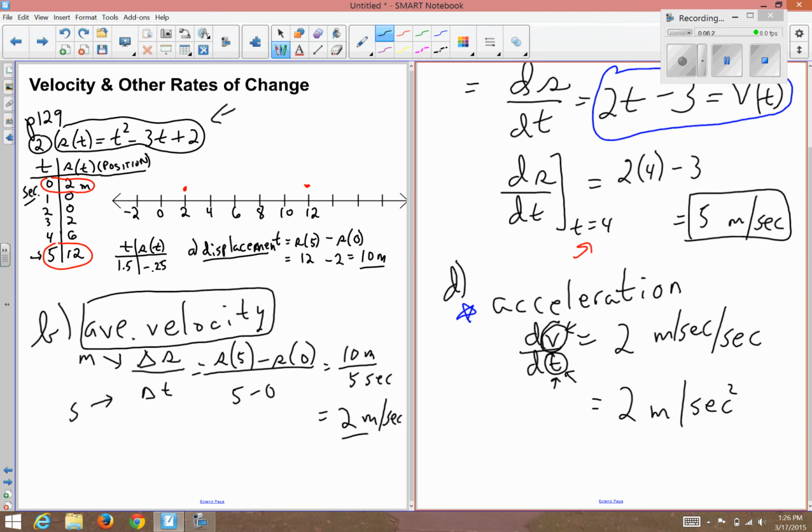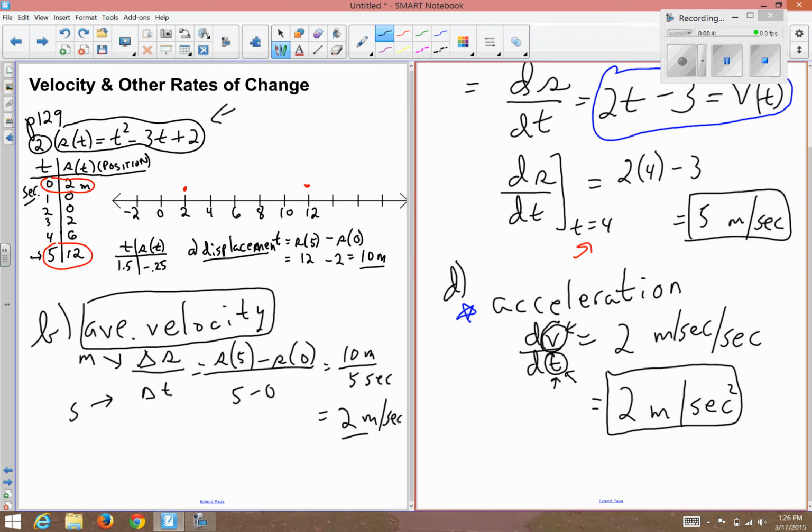And in the question it says velocity, it says find the acceleration when t is 4. Well, this is the acceleration at any time, because the derivative of 2t minus 3 is always just 2, no matter what t is. It's the derivative, it's the slope.